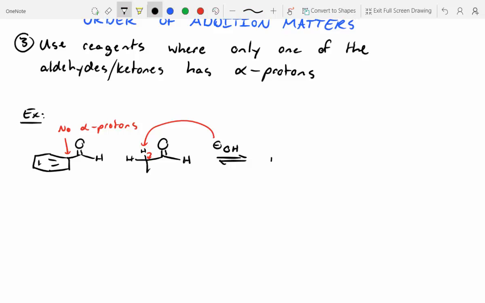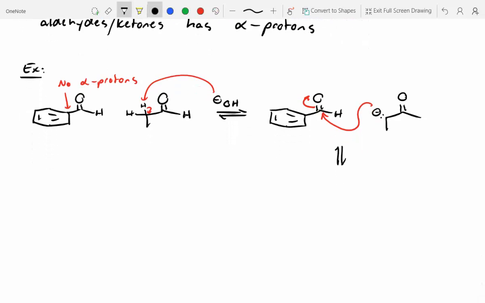We'll form our enolate. And then this enolate can add into our benzaldehyde, kick up electrons onto the oxygen. And then last but not least, we can protonate this in order to get our neutral addition product.